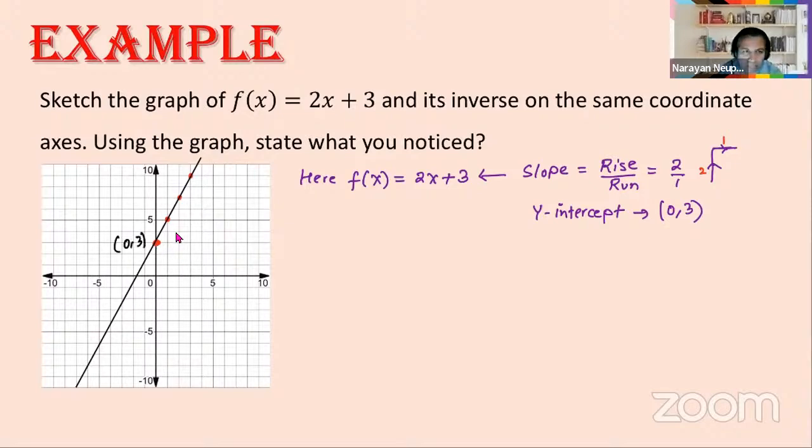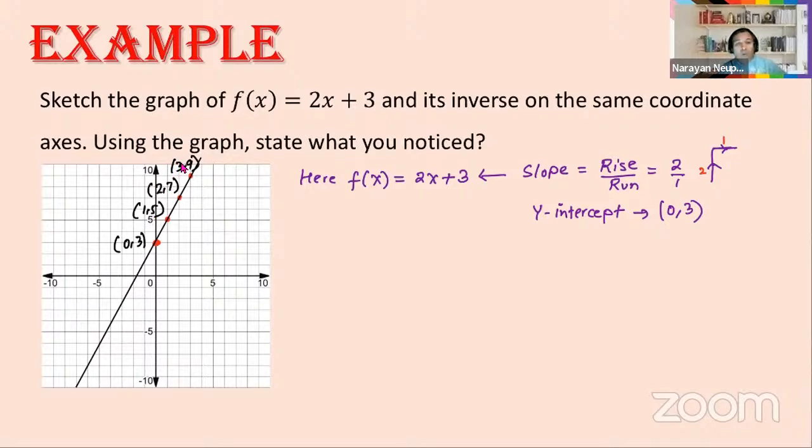0, comma 3. Next point here is 1, comma 5. Okay, 1, comma 5. And then the next point, you can see it is 2, comma 7. 2, comma 7. And then the next one is 3, comma 9. So we got those points 0, 3, 1, 5, 2, 7, 3, 9.